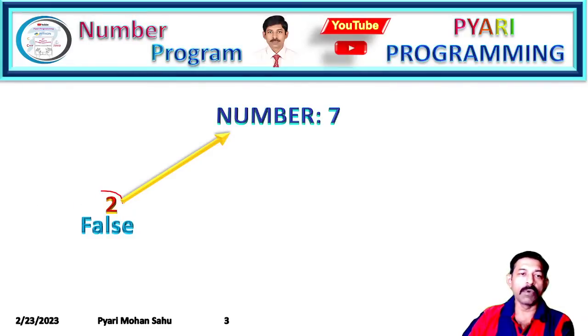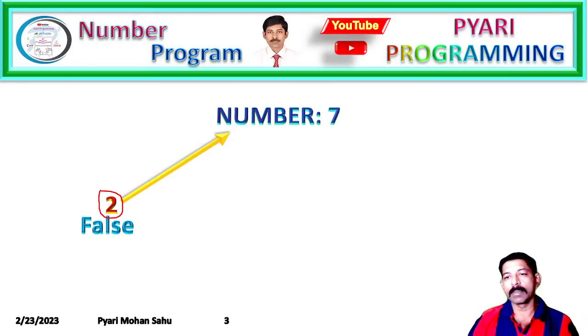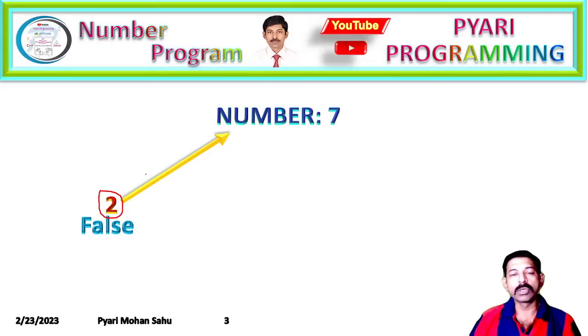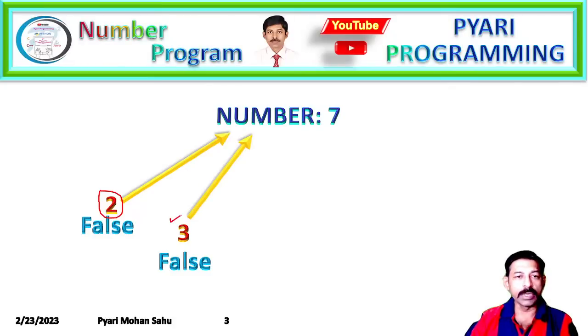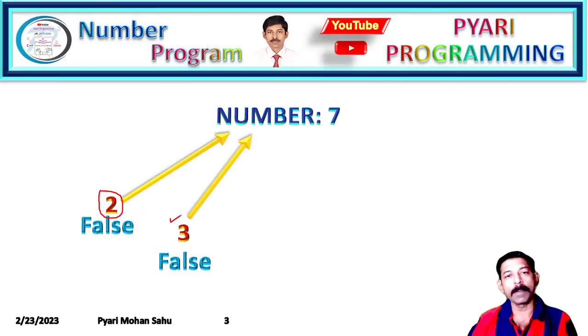Now, can anybody tell me why I'm starting from 2? Normally, the prime programs start from 1, but here I'm starting from 2. The reason is that every number is divisible by 1 itself. So I will start dividing from 2. Now, it is false, it is not divisible by 2. If it is false, then I will move towards the next number, that is 3. If it is divisible, then obviously it is not a prime number, so I will not move ahead.